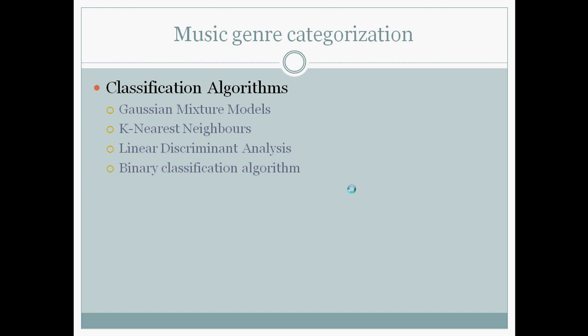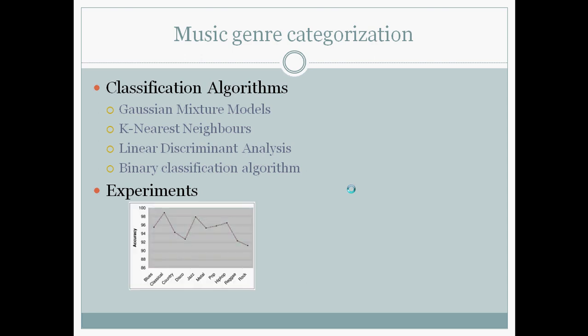For example, the k nearest neighbors algorithm compares the input audio with its k neighbors and determines the genre of the input. This graph shows their experiment with 100 files per genre, each of length 30 seconds. As you can see, the accuracy is satisfactory.